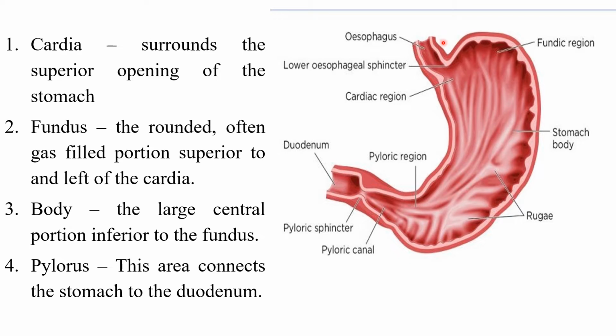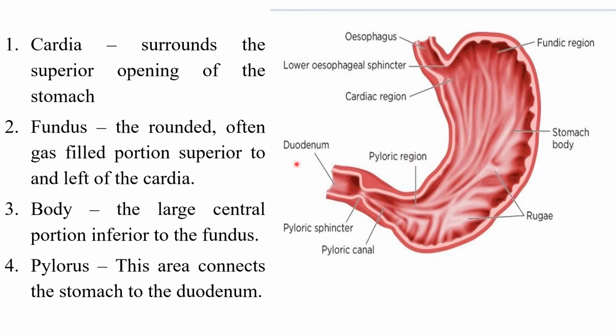The next region in the stomach is the fundus. It is the rounded, often gas-filled portion superior to the left of the cardia. So this is the cardiac stomach, and to the left of the cardia we can see a superior region and this is sometimes filled with some gas.